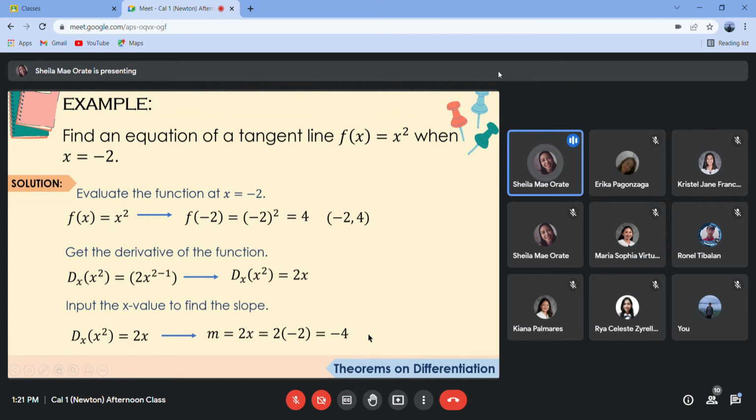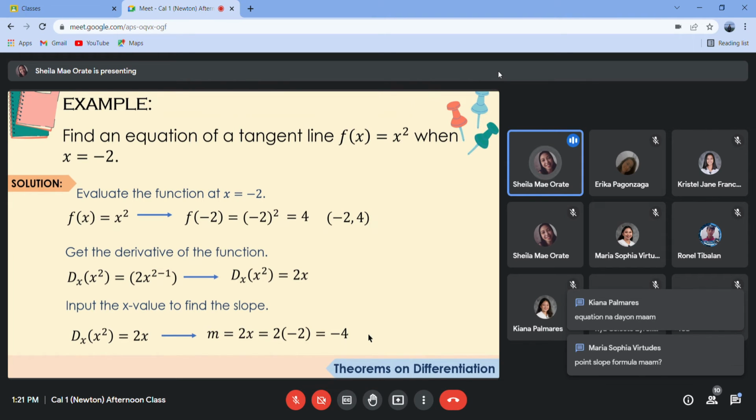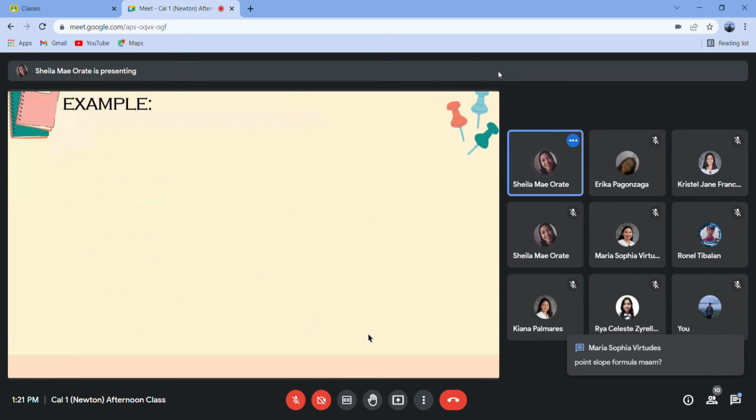Now, what's next? What do we need to do to get the equation of this tangent line? We already have our point. Okay, so what formula is this? The point-slope formula. Very good, that's the point-slope formula. So that's what we will use for finding the equation.